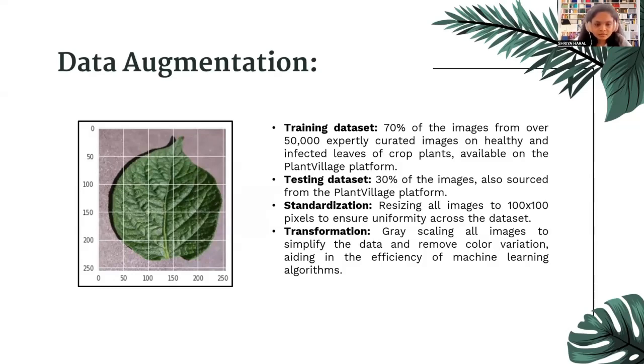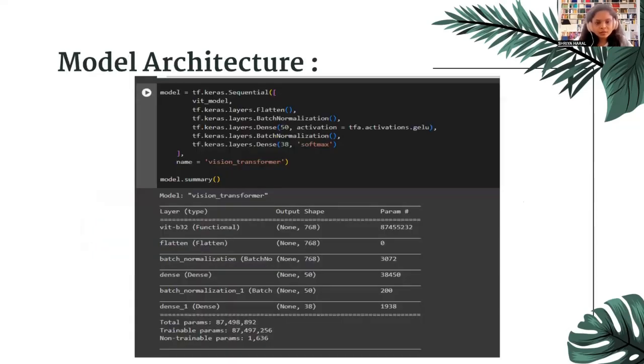Next slide, please. Like I mentioned about the ViT model, this is the model architecture which we are going to be using. Our model consists of basically 6 layers. First layer is the Vision Transformer layer.